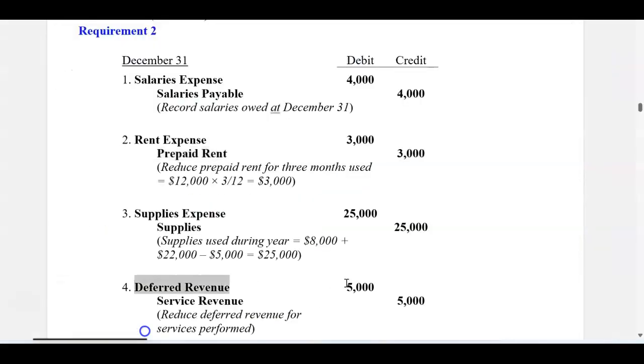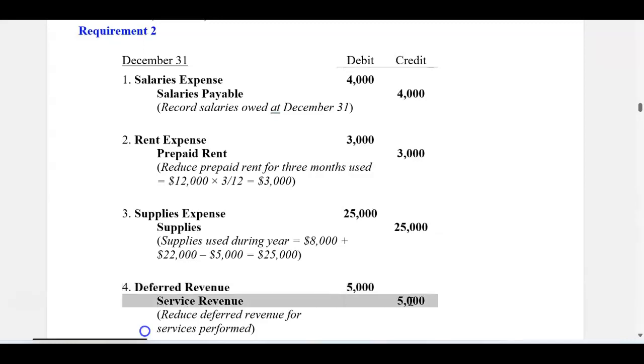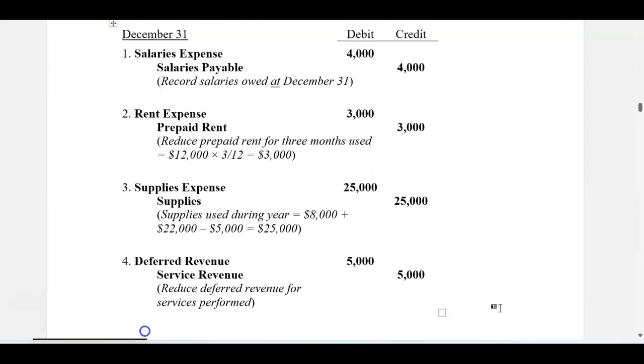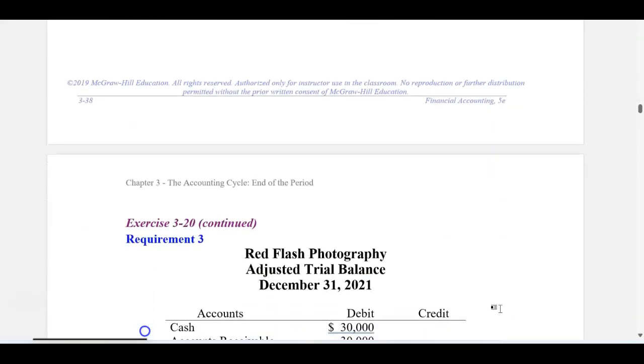So you close your liability, deferred revenue, that's a debit. Normal balance for liability is credit, but if you do debit, that means you close the liability. You reduce the liability. And normal balance for revenue is credit. So here you do credit for your revenue to recognize the revenue. And that's about it.